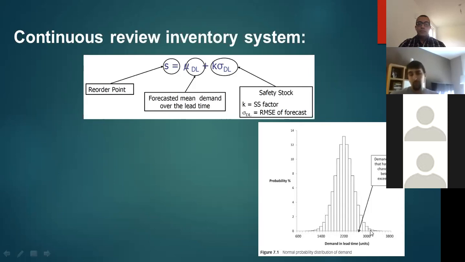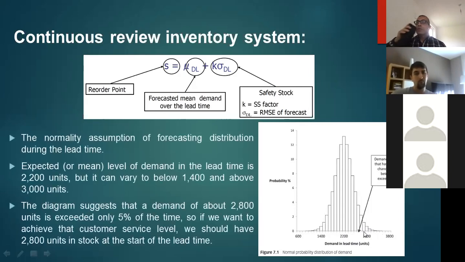And maybe we can, with 2,800, satisfy 97 or 98% of demand, which is quite good. And that's basically what is written over here. If we want to have, like I said, a 95% service level, so only 5% of the customers will not be satisfied, we need to have 2,800 products in our inventory.